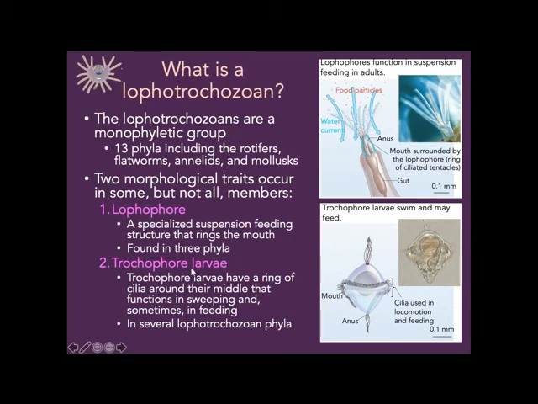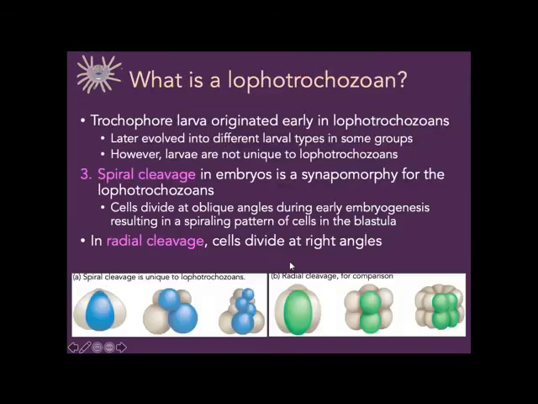Many of the Lophotrochozoans have trochophore larvae. So again, there's lots of different kinds of larvae. Other groups besides Lophotrochozoa have larvae, but only Lophotrochozoans have this weird trochophore larvae that looks like this. So it's kind of this weird shaped body with a flagellum on the top and the bottom, and then a ring of cilia around the middle. So that's a synapomorphy for the Lophotrochozoans.